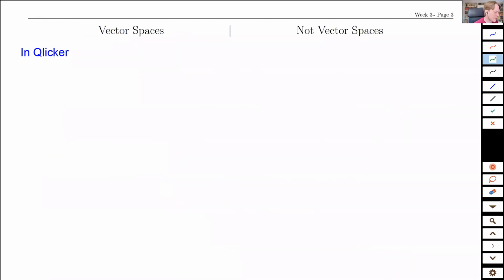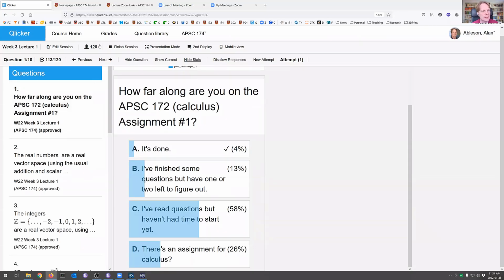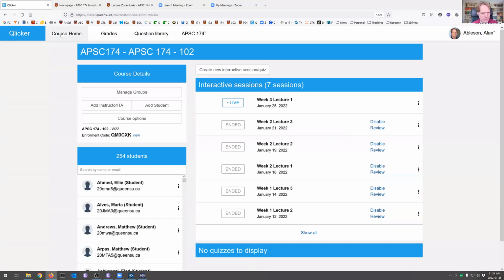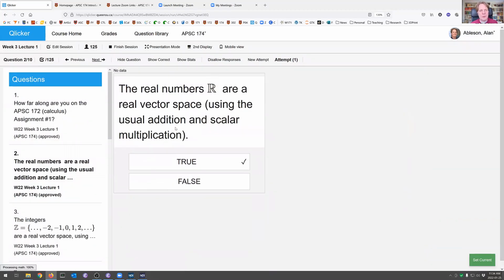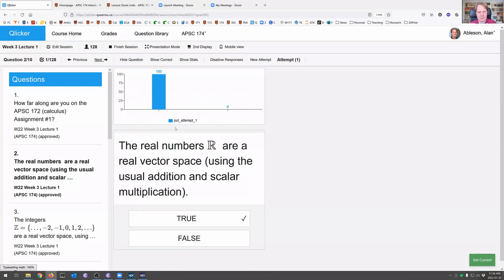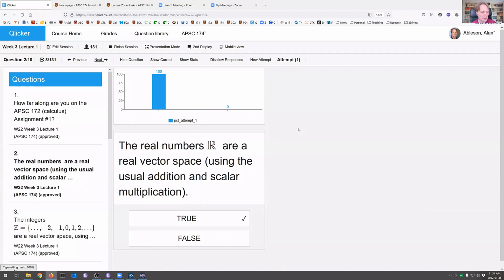With that in mind, it makes sense to put you back into the practice of identifying which of the sets that we've seen is a vector space. So let me just go back here for one second. And there's the code. There we go. Next question. We're going to go through a sequence of about 5 of these. Are the real numbers a vector space?